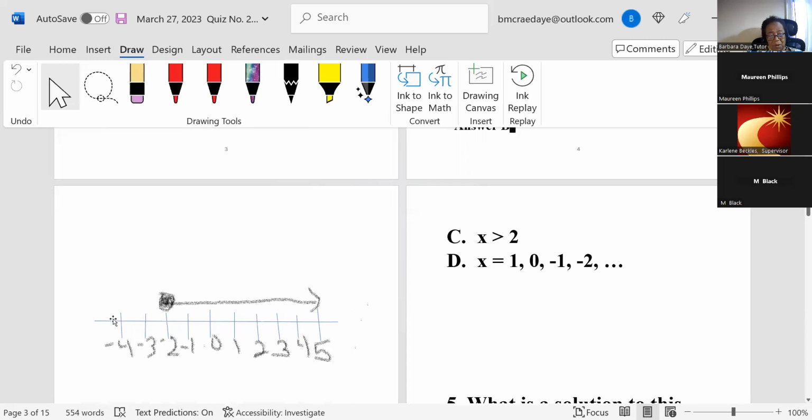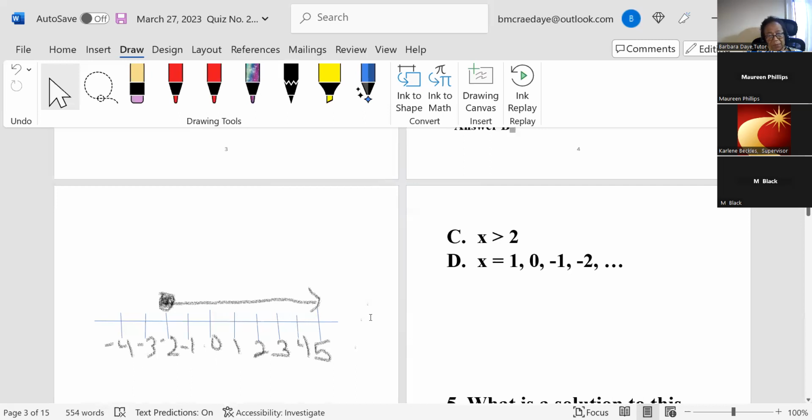Yeah, because remember on the number line, your 0 is in the middle, right? Everything at the right of the 0 is positive. Everything at the left of the 0 is negative. As you go from left to right, you are increasing. As you go from right to left, you're decreasing.